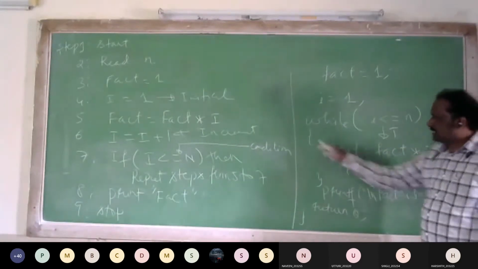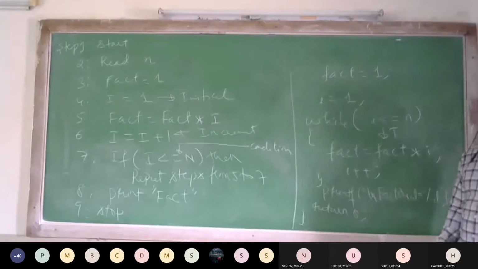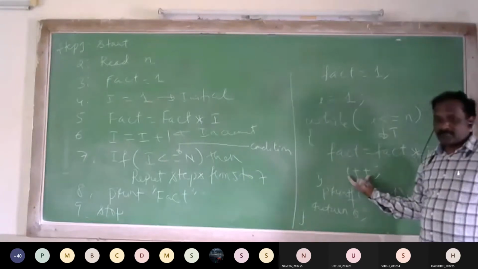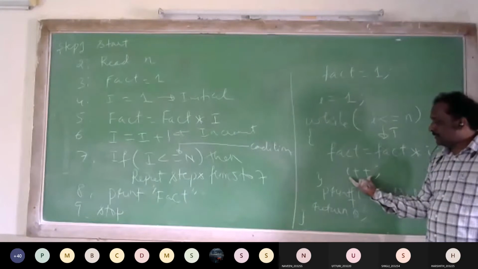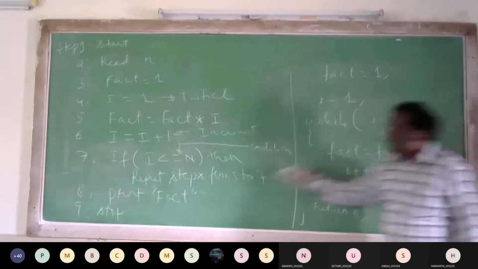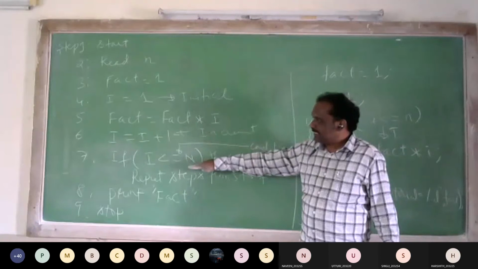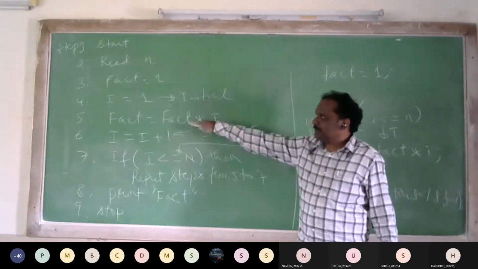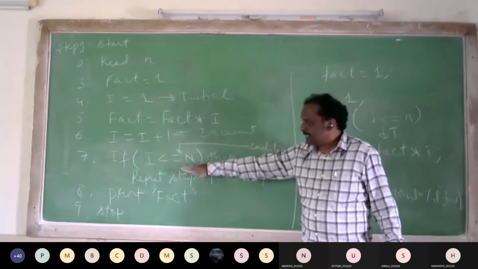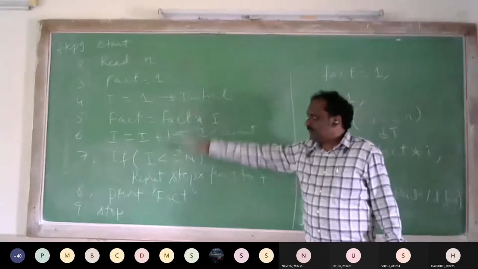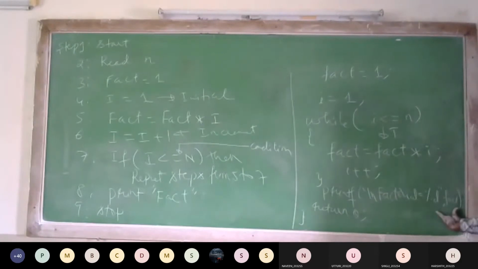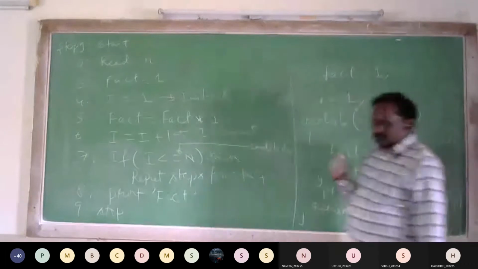Since there are 2 statements, you need to use curly braces. So this is the block, the set of statements. Last will be increment or decrement. Again test the condition. If it is true, repeat these steps: fact is equal to fact into I, increment. If it is false, by that time our factorial will have the expected result. Factorial is equal to fact.